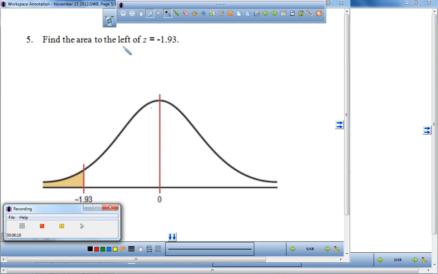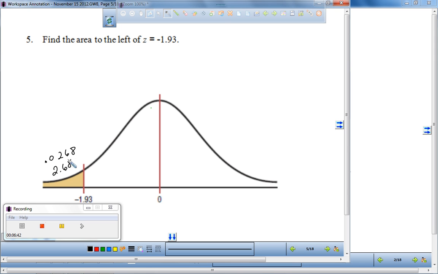Now, what do we do if it's to the left? To the left, using a z-table is going to be pretty straightforward, because that's what the table gives us. So we'll go look up the tabled value, which in this case would be 0.0268, and we're just going to write that as a percentage because that gives us the area underneath here, so that'd be 2.68%. So to the left, that's what our z-table gives us.